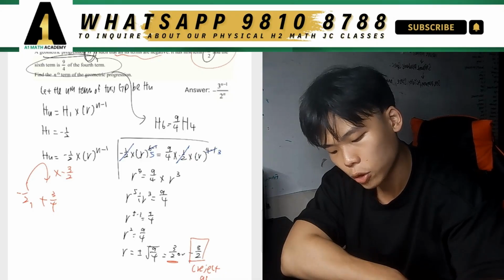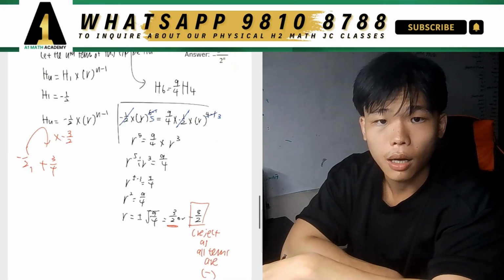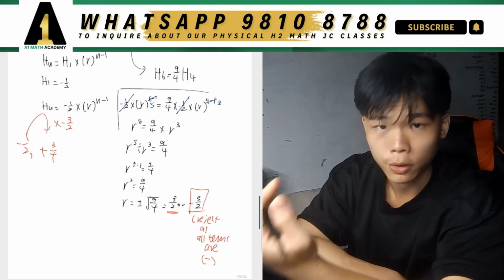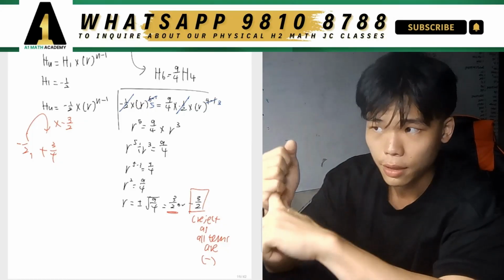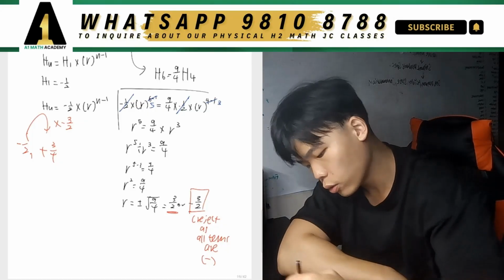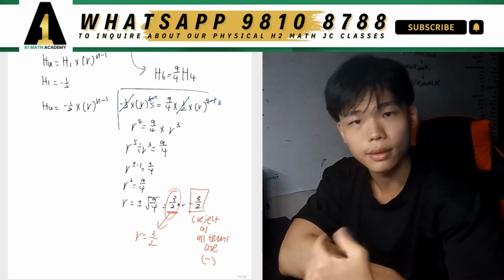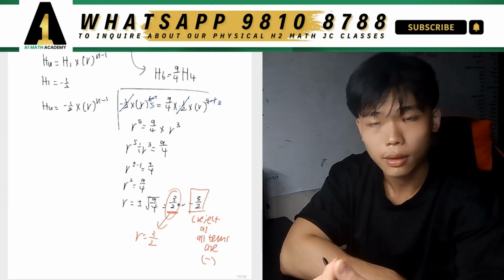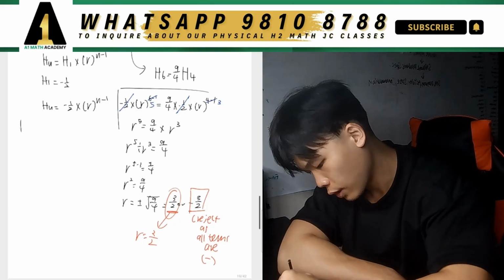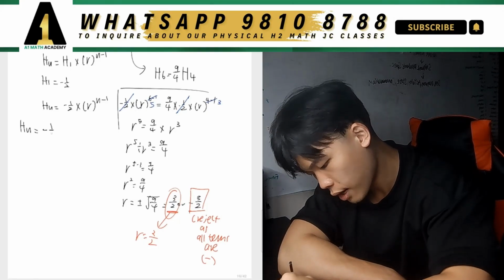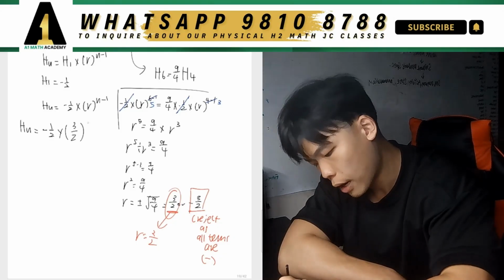Because in order for all terms to be negative, the constant r, the ratio, must be positive. Because you have a negative times a positive, you'll be negative. So we know that your r value is 3 over 2 over here. So this is why the constraint of the question is so important. So we can actually sub it back inside here. So I know that hn is just negative half times 3 over 2 to the power of n minus 1.